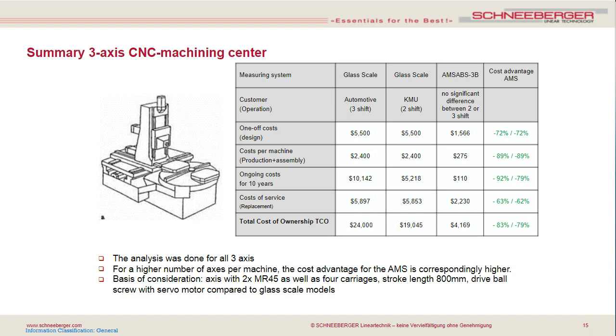The ongoing costs for 10 years. The advantage for AMS is 92% to 79%. The ongoing costs in a three-shift mode are $10,142. In two shifts, $5,218. And with AMS, doesn't matter if two or three shifts, $110.